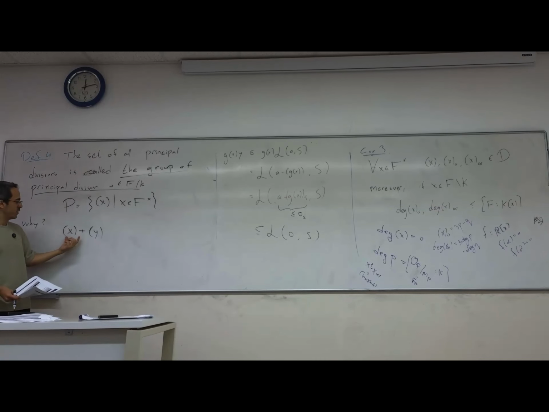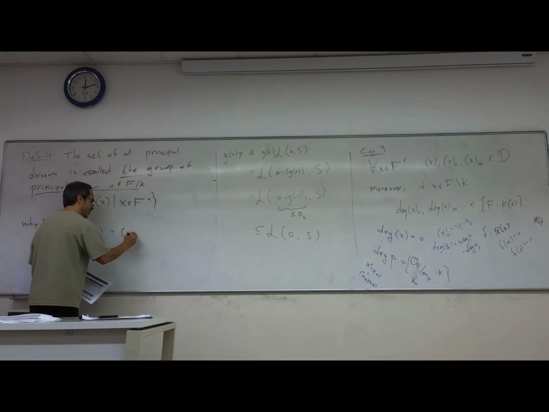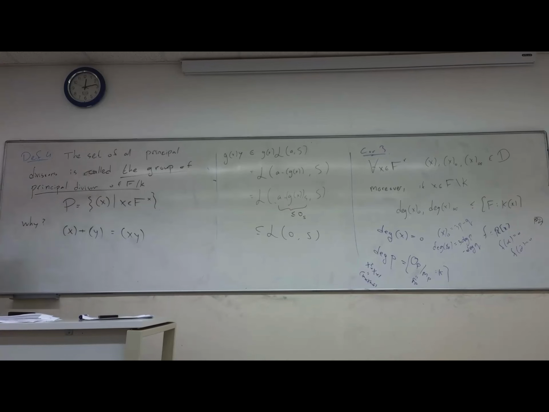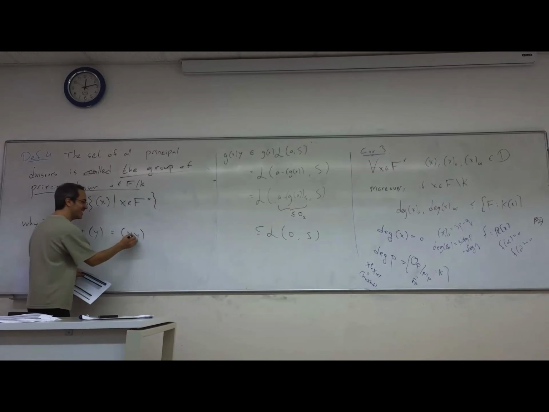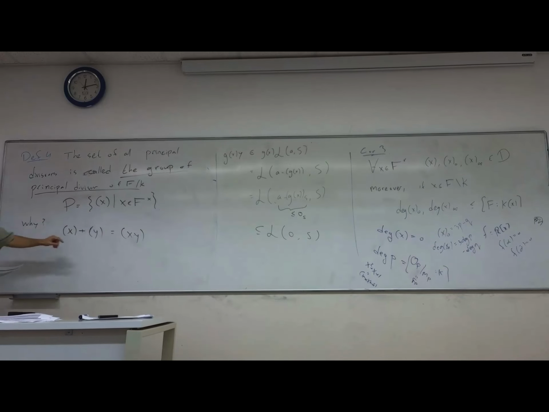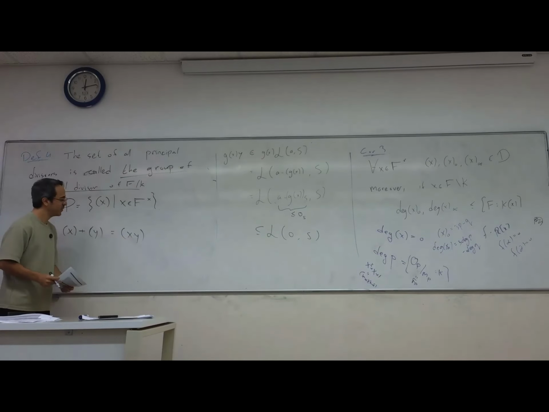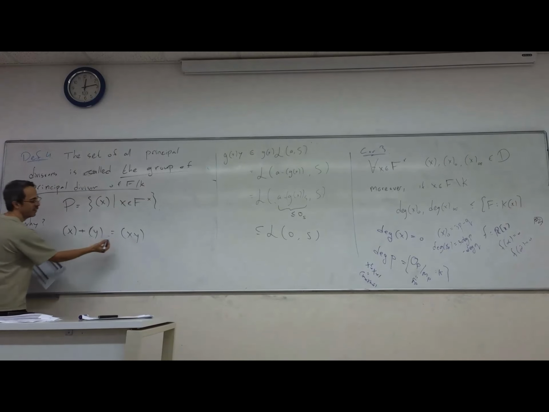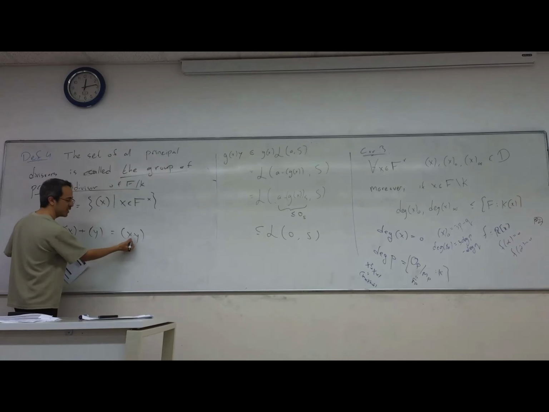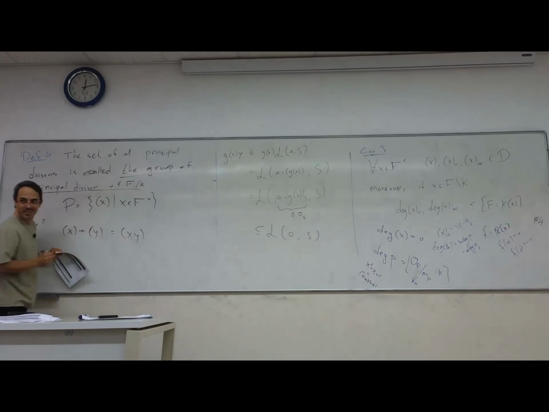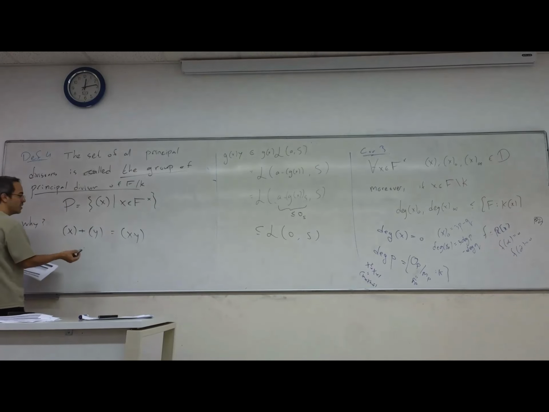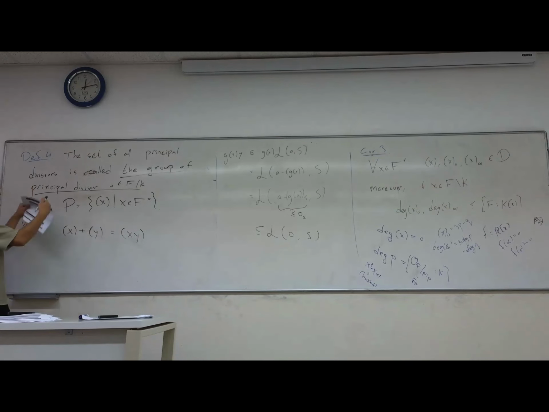So who is the function whose principal divisor is the sum of these two principal divisors? It takes x times y, right? Because in divisors it's like that: v_P of x times y, for every P, is v_P of x plus v_P of y. So it makes sense?